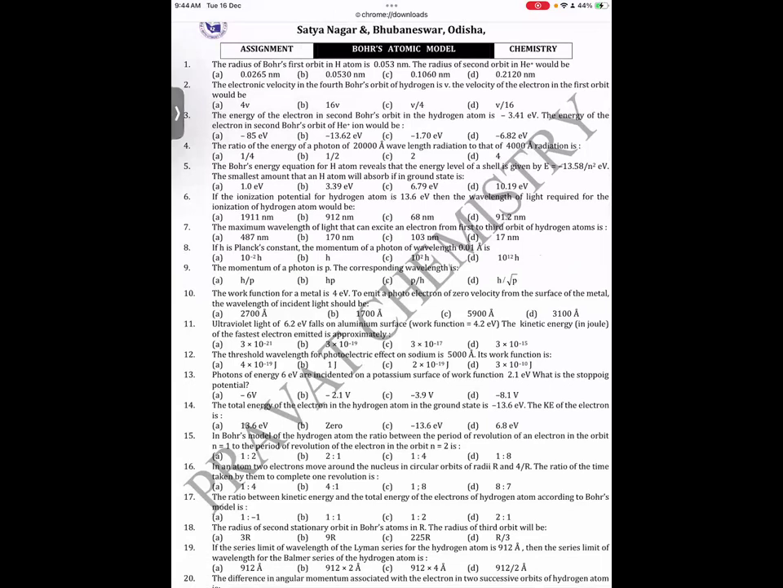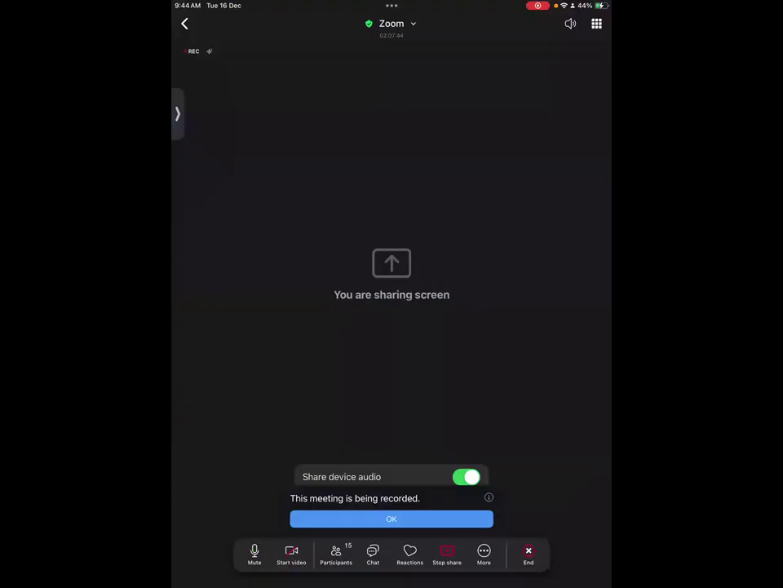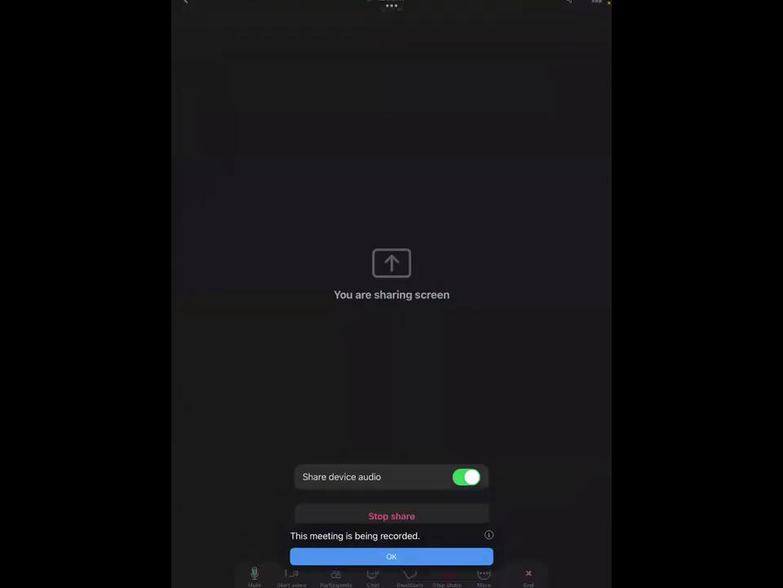So how many students have completed 1, 3, 4? Students, question 4: in place of 20,000, make it 2,000 angstrom. The ratio of energy of a photon of 2,000 angstrom wavelength radiation to that of 4,000 angstrom radiation. Okay. So can students complete it? Can you write in the chat box?